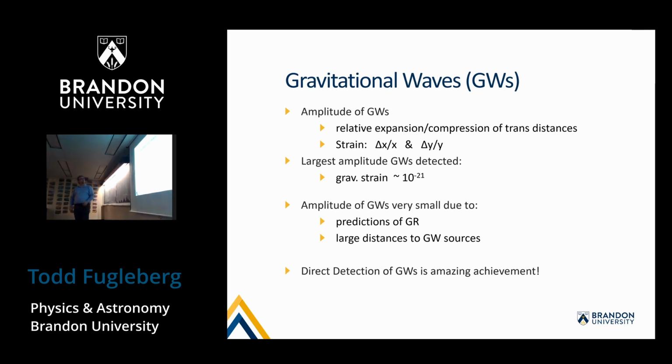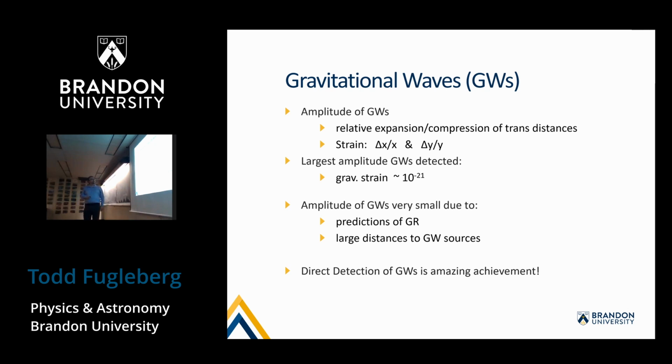So why did it take 99 years to detect the first gravitational wave? The amplitude of the gravitational waves is the relative expansion. How much do they stretch the distances in the x direction relative to the original x size? So what is the change in the size of an object in the x direction relative to its natural size? And similarly, what is the change in the y direction, delta y, relative to the natural size y?